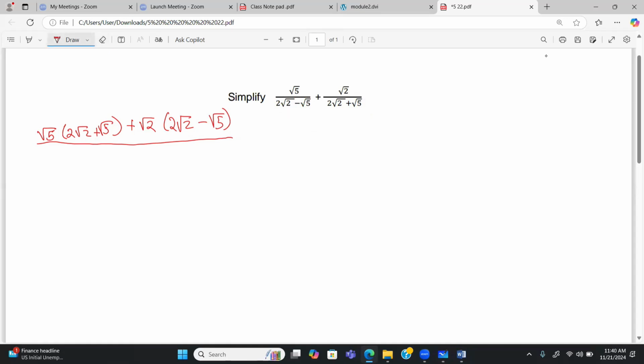So if I square 2 root 2, I'm going to have 4 times 2, because the root 2 squared becomes 2. So I have 8 here. Secondly, if I square the root of 5, then I'm going to have 5. Basically, what I have now is 8 minus 5.